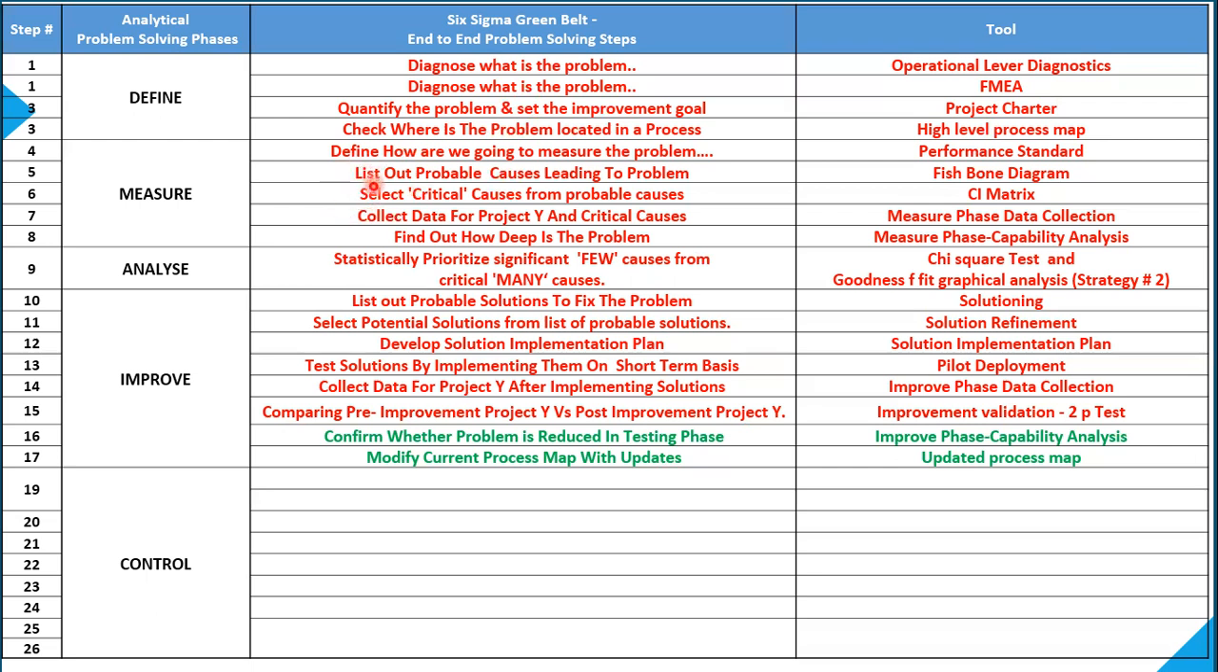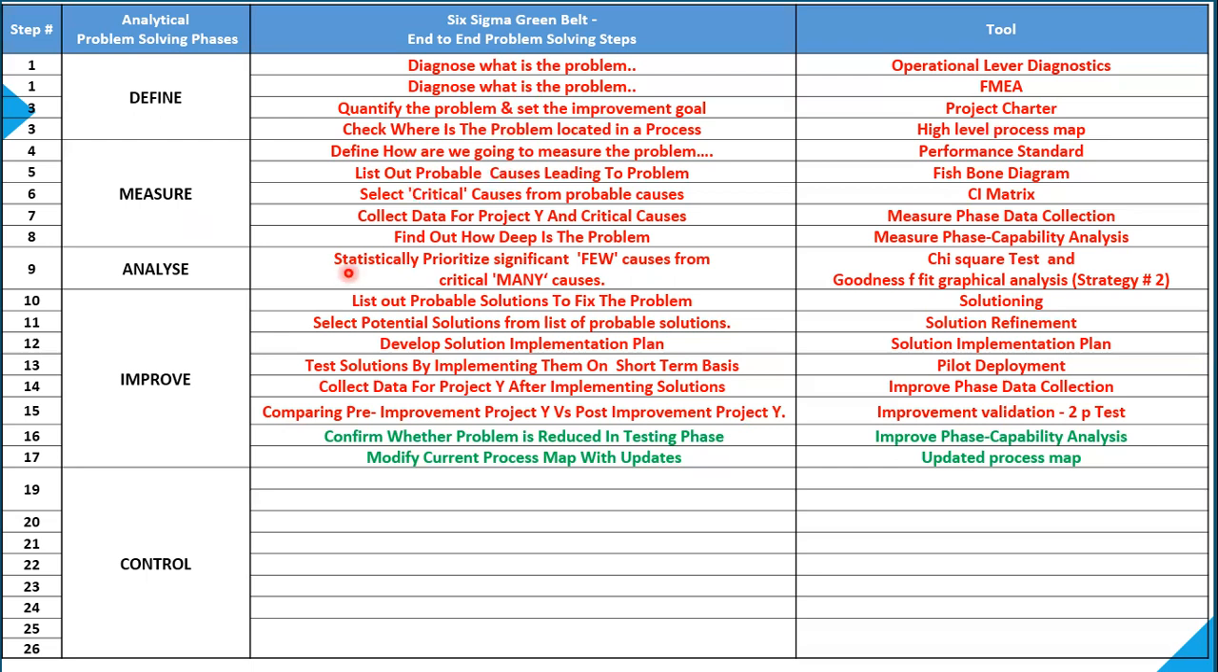We also need to talk about the other side of the equation, that is Y. So we need to find out how critical a given Y is. That's what we did in the capability analysis of the measure phase. So the measure phase is where we measured the criticality of the causes and the criticality of the problem.